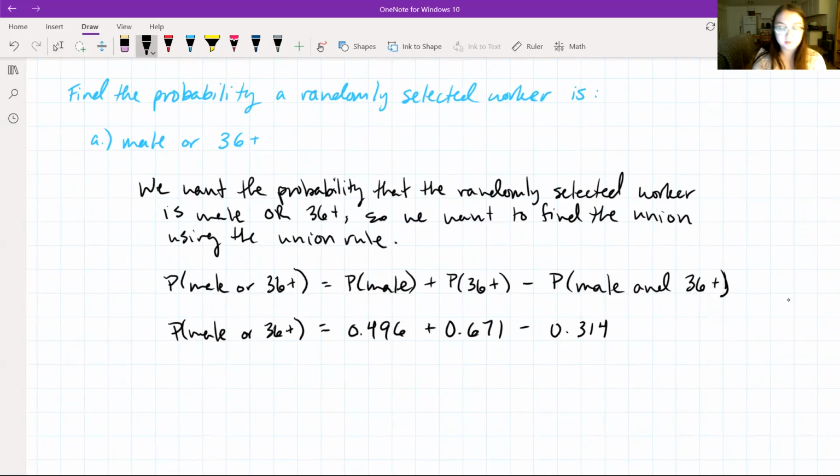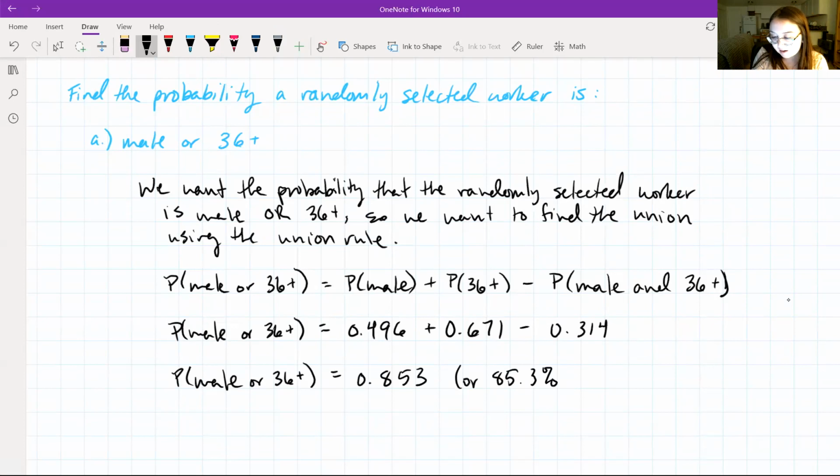So now we just want to calculate this value. And we get that the probability of our worker being male or above the age of 36 is going to be equal to 0.853. Or we can say 85.3% if it asks for a percentage. If it doesn't ask for a percentage, probably just leave it in decimal form.